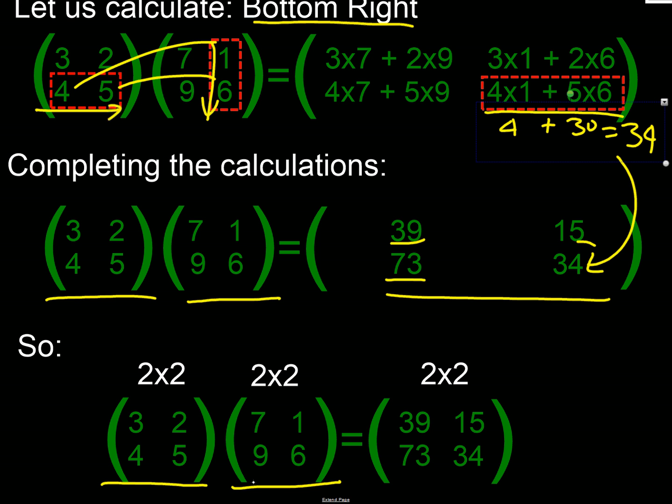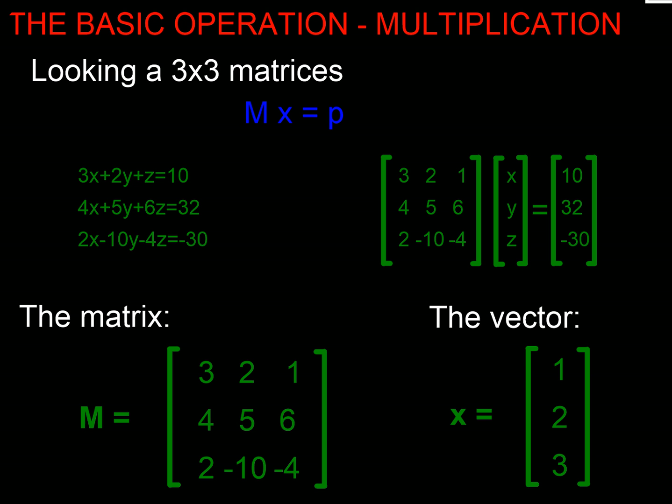First matrix 2 by 2, second matrix 2 by 2, I get another 2 by 2, and I just apply those rules that we've just worked our way through. So what happens if I've got 3 by 3s? Let's build that up.